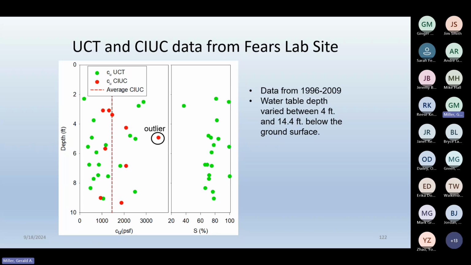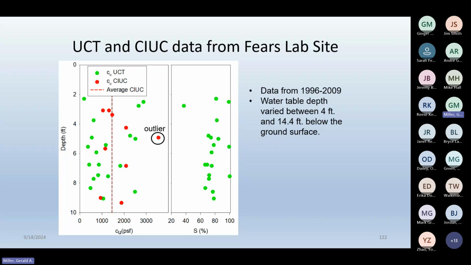I don't know why that point is off, but it might have been just natural variation. Remember, these samples were taken in different years at different depths, and there's some variability in the stratigraphy out there. But I'm calling that an outlier in my analysis.